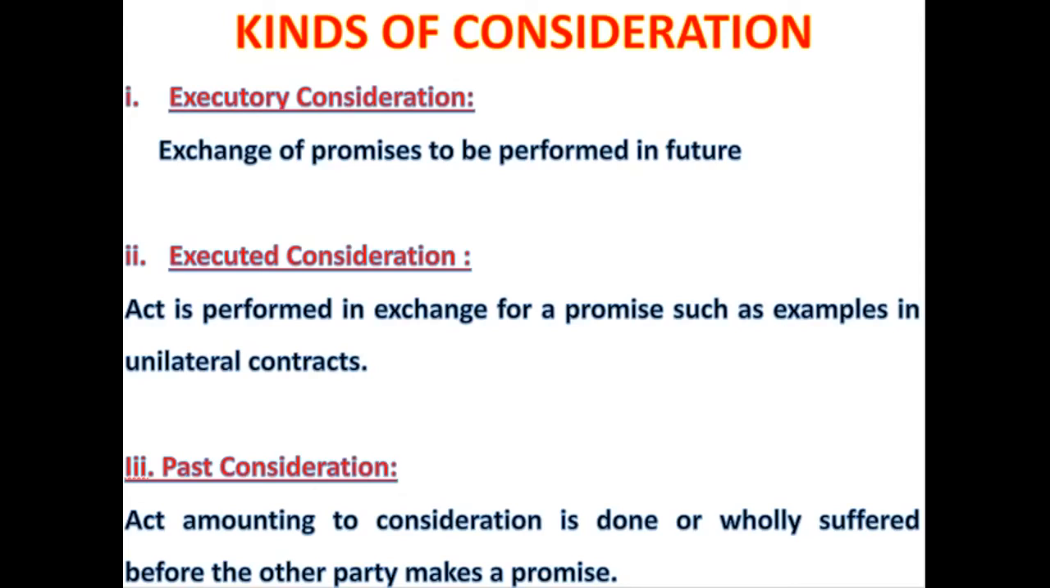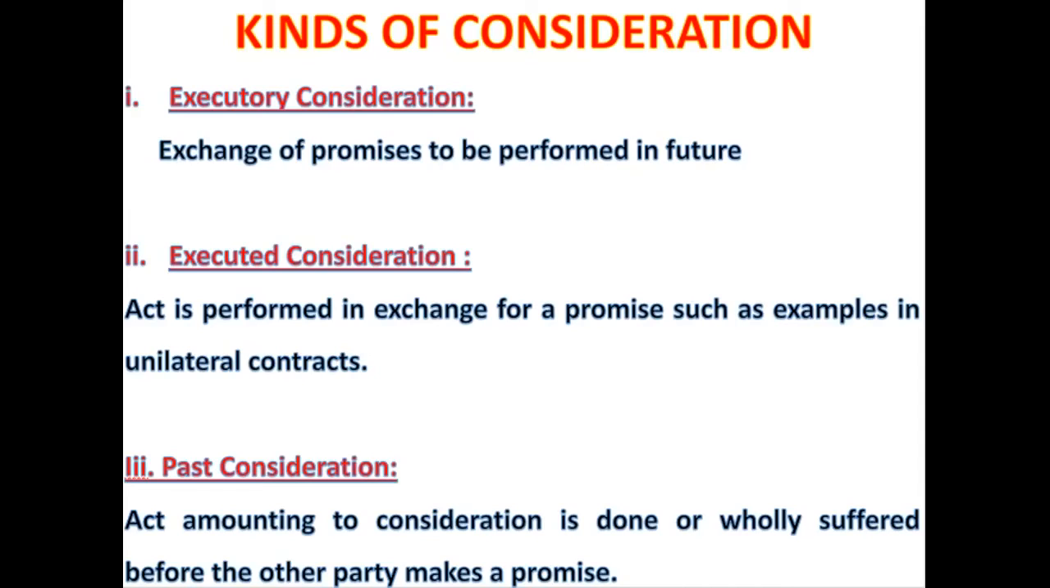But past consideration is when the act has already been done before the promise is made. And for executed, we are referring to when an act is performed in exchange for a promise, like we usually see in unilateral contracts. So these are the three kinds of consideration you can have: executory, executed, or past consideration. Now that we know the definition of a consideration, we know the different kinds of consideration you can have. There's one critical principle in consideration and contract law that I must make you understand.